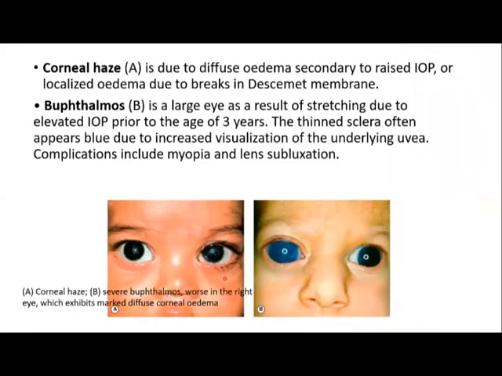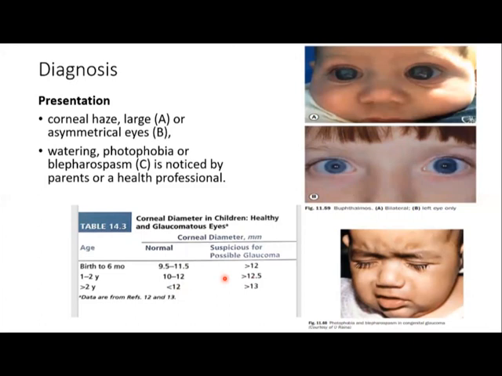Corneal haze is usually seen with a corneal diameter of more than 12 mm, especially the horizontal diameter, below the age of 1 year. And more than 13 mm of corneal diameter at any age is indicative of ophthalmos and congenital glaucoma. So more than 12 mm below the age of 1 year, and more than 13 mm at any age, at any point of time.